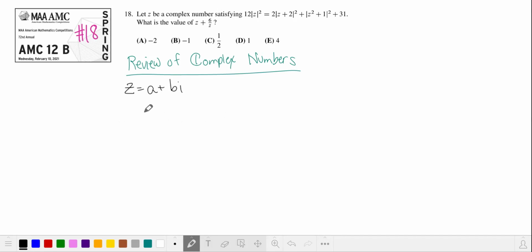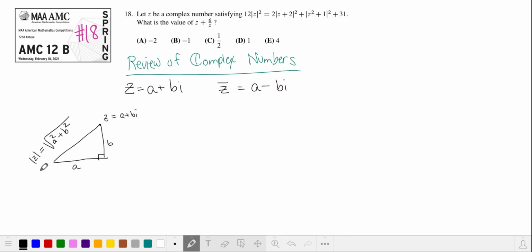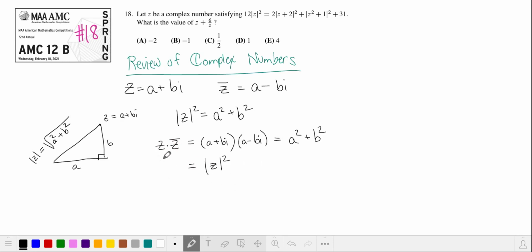If z is our complex number, it's equal to a plus bi. Then the conjugate of z, which we write as z bar, is a minus bi. The magnitude of z is the square root of a squared plus b squared. If you take z and multiply it by its conjugate, you also get a squared plus b squared. So the square of the magnitude is equal to the complex number multiplied by its conjugate.